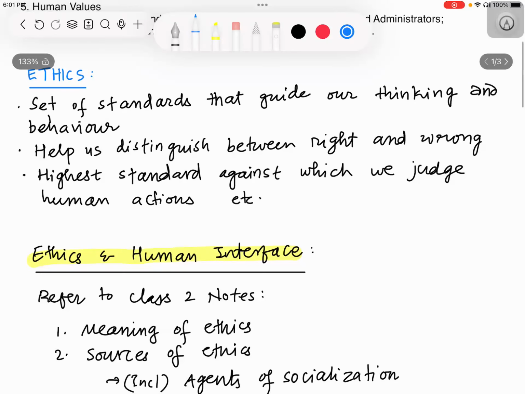All right, so the standard definition of ethics: a set of standards that guide our thinking and behavior. You can also write thinking, choices and action. So action comes under behavior, while thinking and choices are separate points. It also helps us distinguish between right and wrong. This is the highest standard against which we judge human actions, etc. We had already discussed what is ethics.